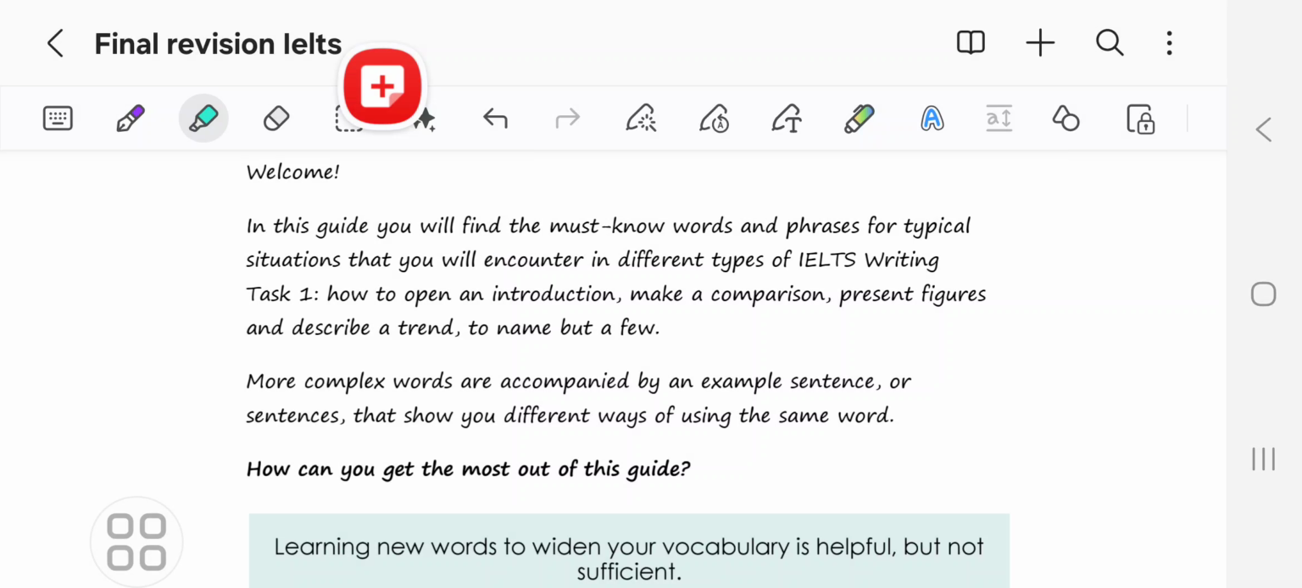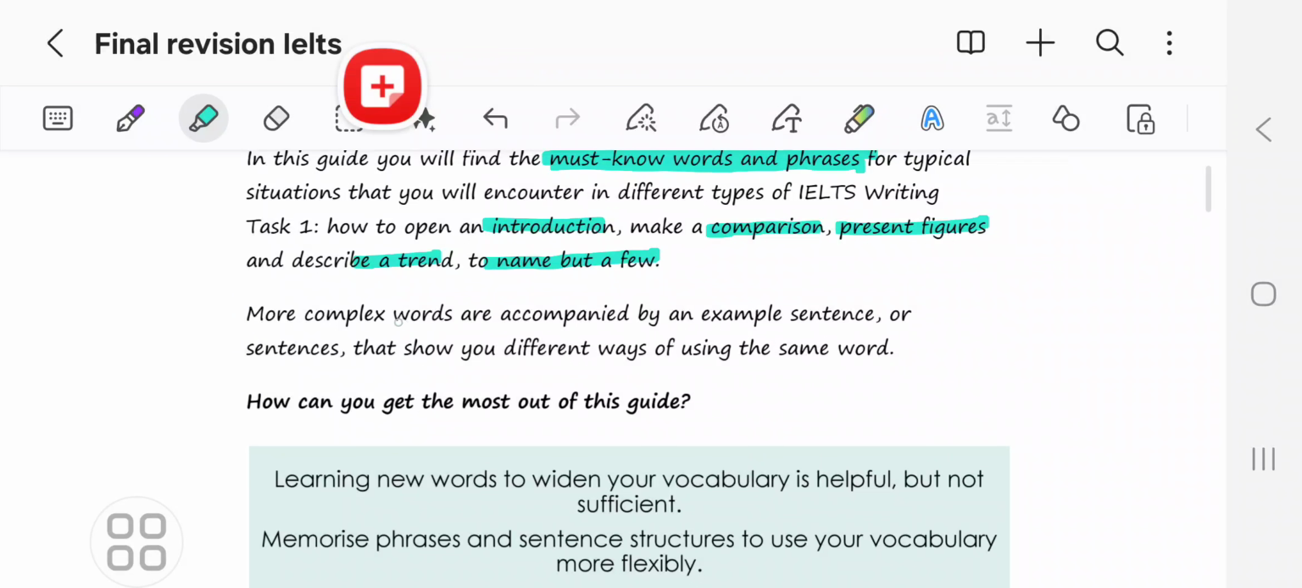The thing is, in this particular guide you're going to study, and why this one, when there are multiple books in the market, is that it's basically a compilation of must-know words and phrases which we must know for our IELTS examination, and their typical situations where we encounter different types of IELTS writing task 1. So how to open an introduction, how to make comparisons, how to present figures, how to discuss trends, to name but a few.